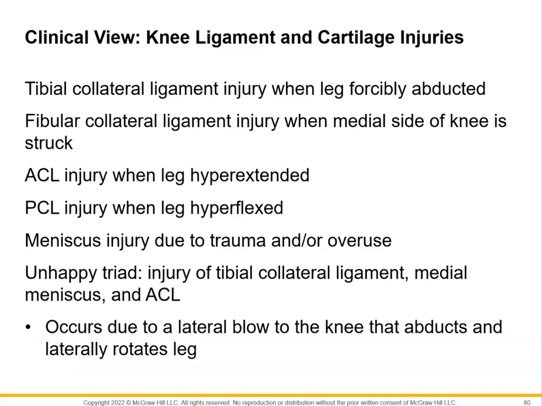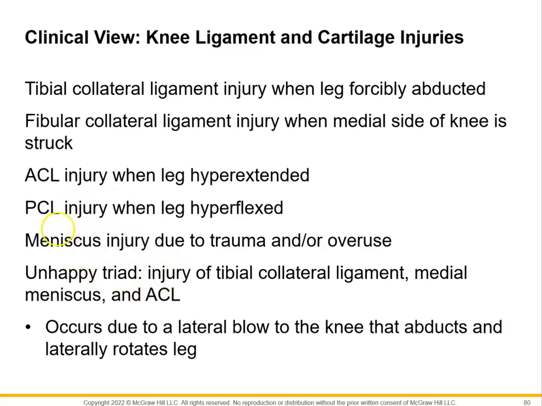Clinical application, just some general information about knee ligament and cartilage injuries. So you can injure your tibial collateral ligament when you forcibly abduct your leg. The fibular collateral ligament can be injured when the medial side of the knee is struck. Okay, so that would tear the lateral side. You can have an ACL injury when the leg is hyperextended, and a PCL injury when the leg is hyperflexed. You can injure your meniscus due to trauma or overuse.